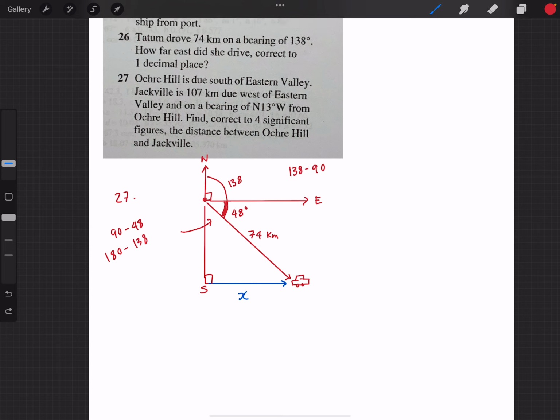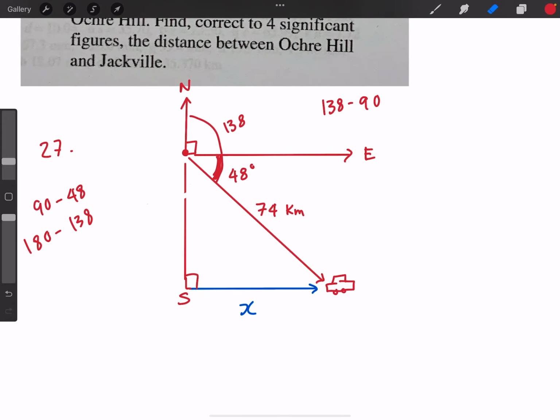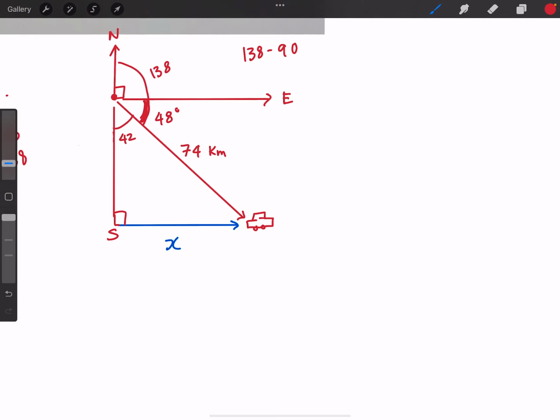Anyways, so when we minus it, we're going to get 42. So that angle there is going to be 42. Okay, let's get rid of this. So this angle is 42. And then we can use that to work out our distance X. Okay, you could say, well, this angle 42 and X is going to be opposite, and you got this 74, which is your hypotenuse, so opposite and hypotenuse.